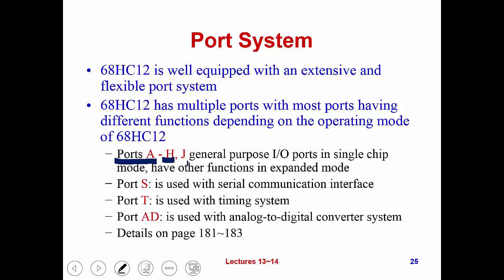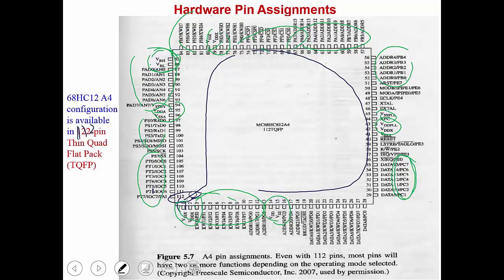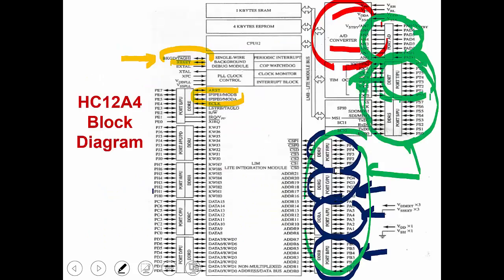Those ports A, B, C, D, H and J are designed to be general purpose input-output ports, meaning they run in single chip mode. However, depending on the application, if they are configured to run in expanded mode, they can do other jobs. Port S I just mention here because it's mainly for serial communication. If you go back to the block diagram, they are right here. Those port S pins are mainly for serial communications.